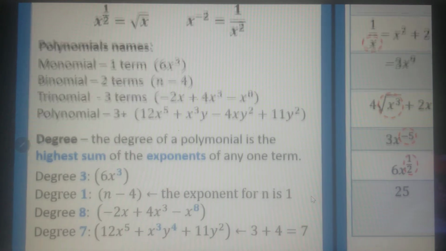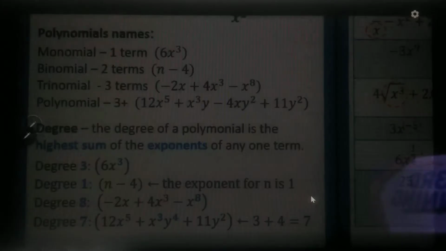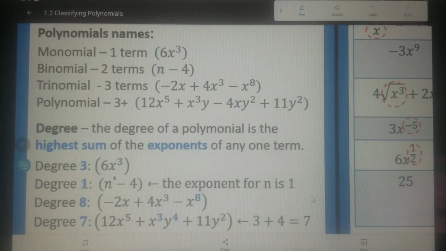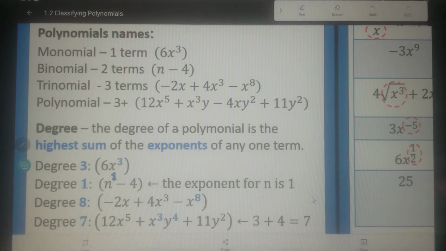And finally, what is the degree? The degree is the highest sum of the exponents. There's one exponent here, and it's a 3, so that means this is a degree 3. This one doesn't look like it has an exponent, but we have to remember that even though we don't write it, it has an invisible 1 right there. So this is like n to the first power. So the exponent is 1, so it has a degree of 1.